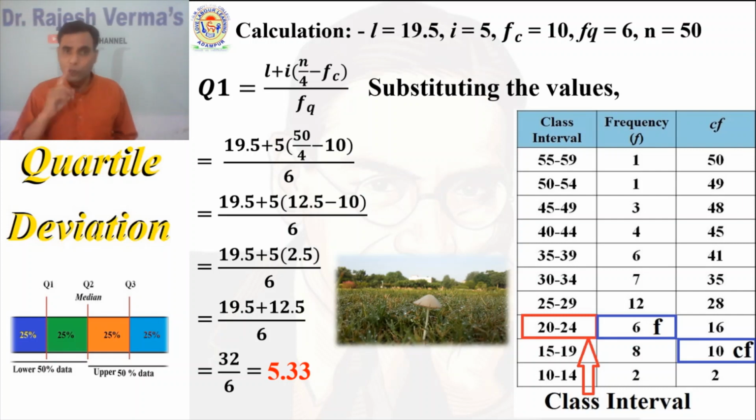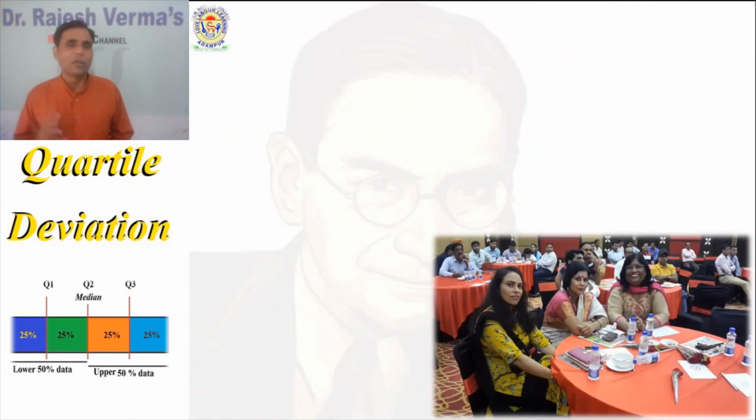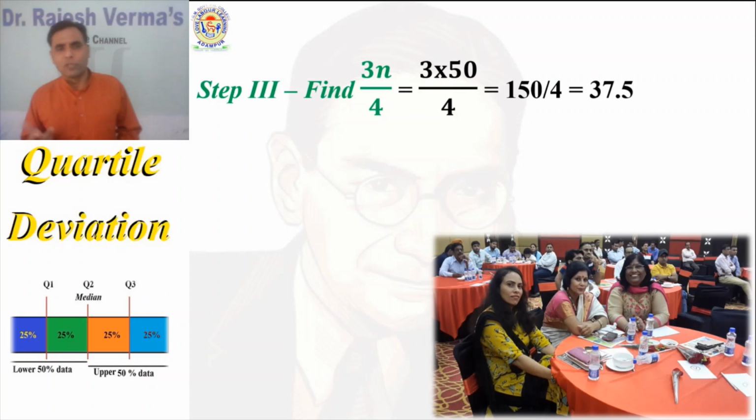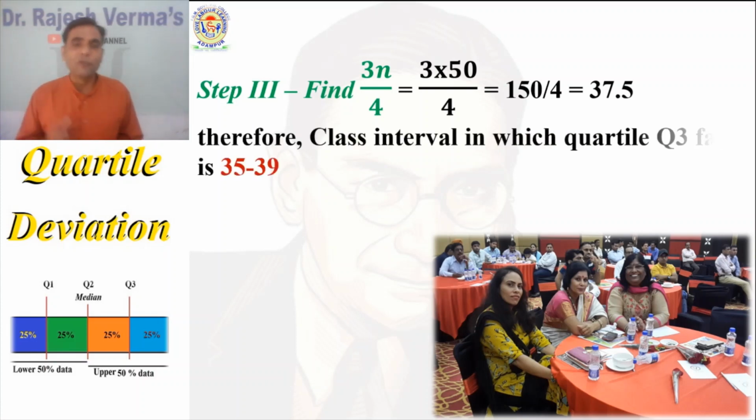So we have to calculate one more thing, that is Q3. Q3 is the same as Q1. Don't worry, I'll let you know how to calculate Q3. So this is step 3. Here there is a change. In Q1 we calculated n by 4, so here we'll calculate 3n by 4. The total of the frequencies is 50, so it is 50 into 3, which comes to 150, divided by 4, that is 37.5. Now we have to find out the class interval in which Q3 falls.